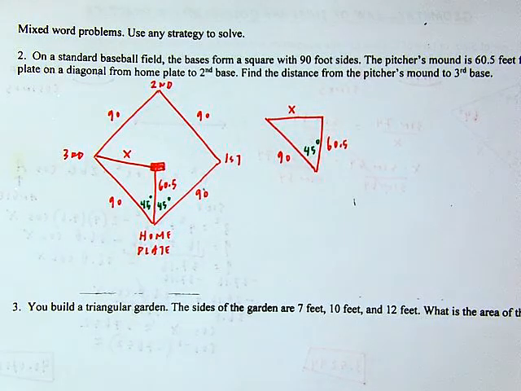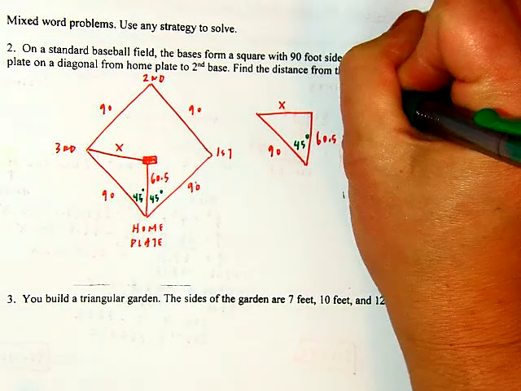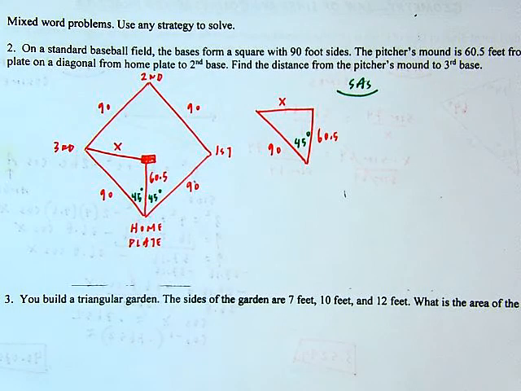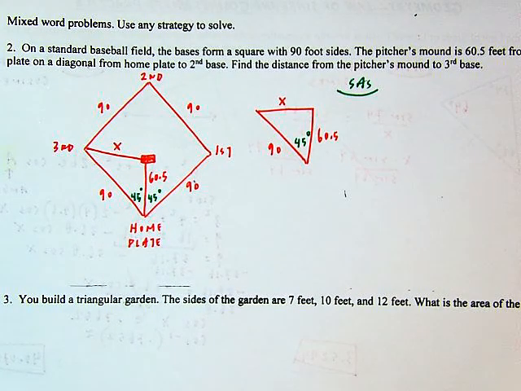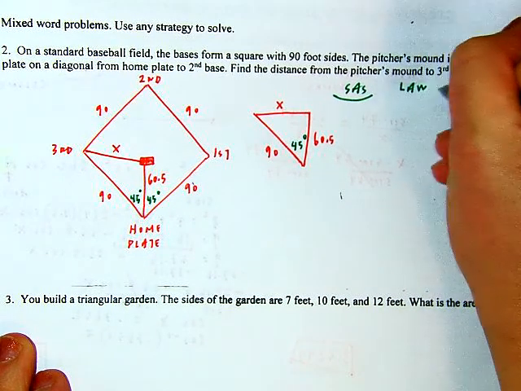All right, so here's my picture. This is what I'm trying to solve: the distance from the pitcher's mound to third base. So what do I have marked in my picture? I should notice, oh, we got side, angle, side. I do not have an angle with an opposite side, so I have to use the law of cosines.